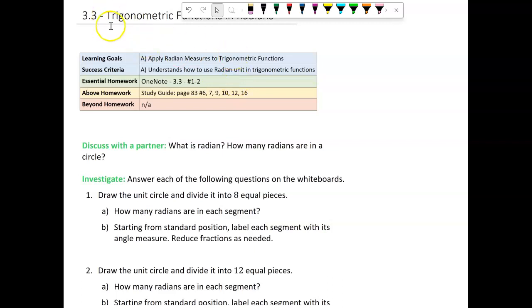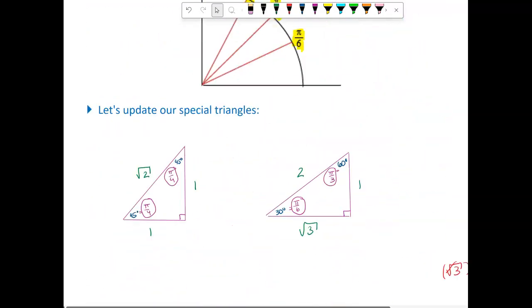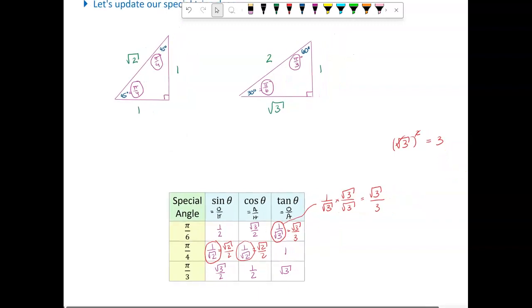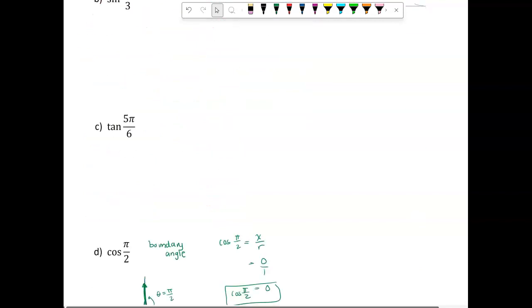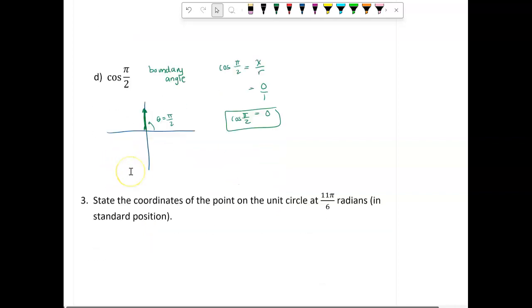Hello class, we're back again at 3.3 trig functions and radians. I had made a part 1 video where we walked through a whole bunch of initial refreshing of our memory about how to deal with trig functions, but now in radian measure. I'm just going to continue where we left off, which was we just finished solving the exact value of cos pi over 2.